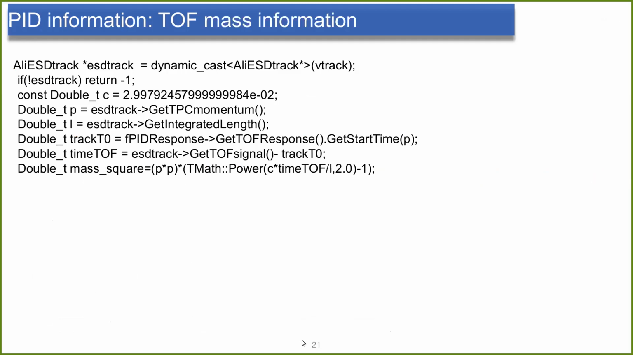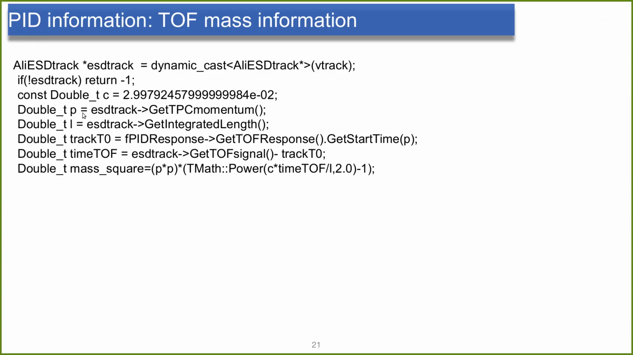Now using TOF, one can also get other information like mass information. In TOF, we calculate the beta, or the velocity, which is generally calculated by measuring the time of flight in the TOF detector. And as you know, this beta is related to the mass of the particle. So using that information, one can always calculate the mass distribution or the mass square distribution of a particle using the TOF information. So how can one do that? Here I just show how one can do that.